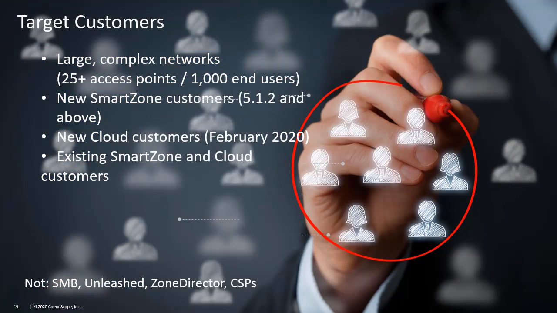Our target customers are large, complex networks with 25 or more APs and 1,000 or more users for both new and existing SmartZone customers that will be using SmartZone 5.1.2 and above software. It is also targeted for new and existing cloud Wi-Fi customers as well as managed service providers. This solution will be managed service provider friendly with multi-tenancy features. RUCKUS Analytics is not intended for SMB and Unleashed customers, as these customers are more of the install-and-forget-it mindset, and these type of customers generally wouldn't sign up for this type of sophisticated service.